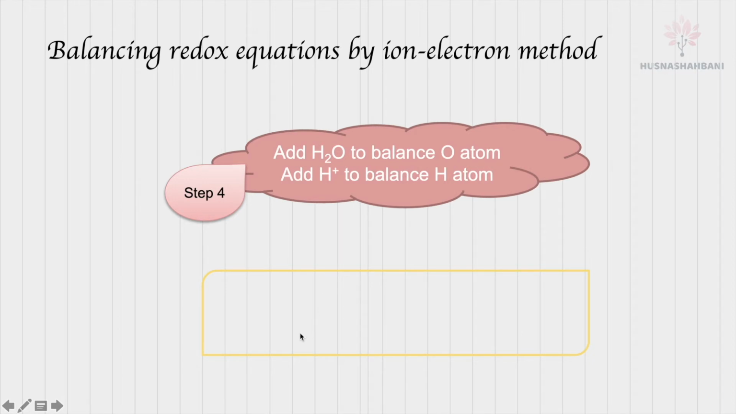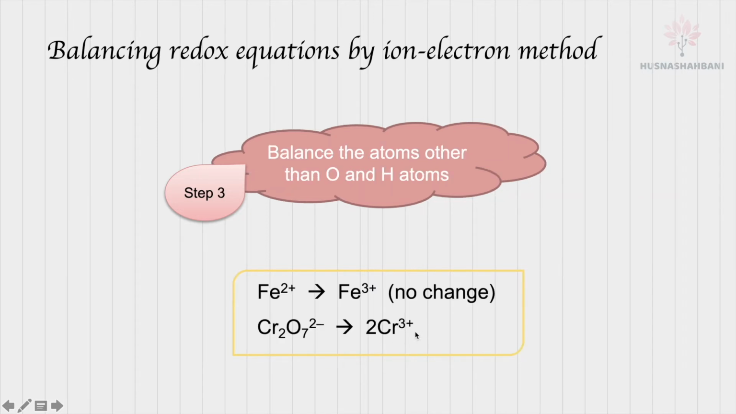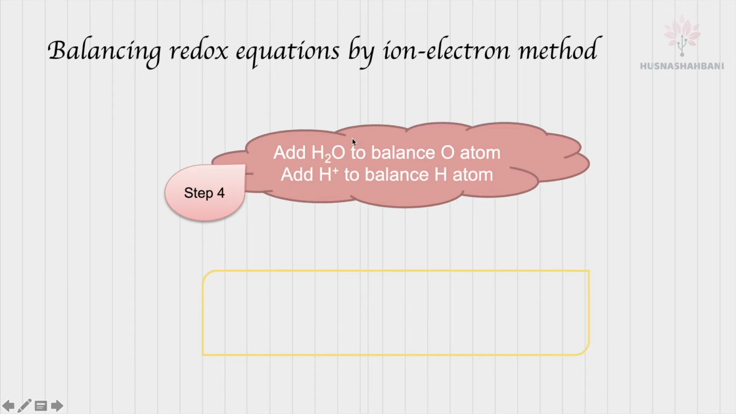Step number 4, add H2O to balance O atoms. You don't just add O to balance atoms, you must add H2O. And in order to balance hydrogen atoms, you must add H plus, not H2, H plus. So we need to balance oxygen because we have oxygen in Cr2O7. We don't have oxygen on the right side previously, so you have to put oxygen on the right side. In order to add oxygen, you have to add H2O.